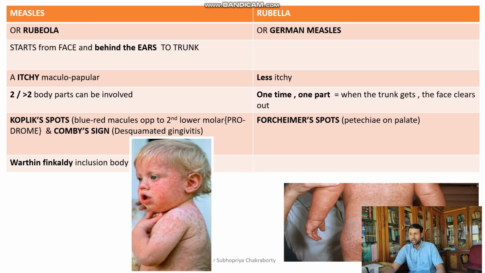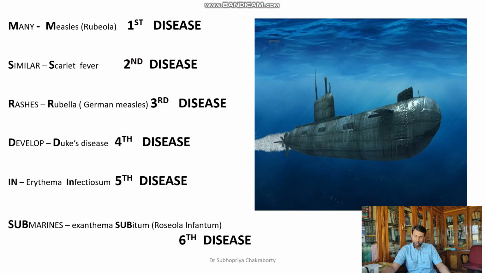So that is how we remember, and that's why I have given a photo of the submarine, because many similar rashes develop in submarines. This is a very important mnemonic, and I think it will be helpful to all of you. Many similar rashes develop in submarines. M stands for measles, the first disease. Scarlet fever, second disease. Rubella or German measles, third disease. Duke's disease is also known as the fourth disease. Erythema infectiosum is the fifth disease, and exanthema subitum is the sixth disease, or roseola infantum. Roseola means the infant becomes very pink in color after the rash, and that is why it is known as roseola infantum. This is very important: many similar rashes develop in submarines.